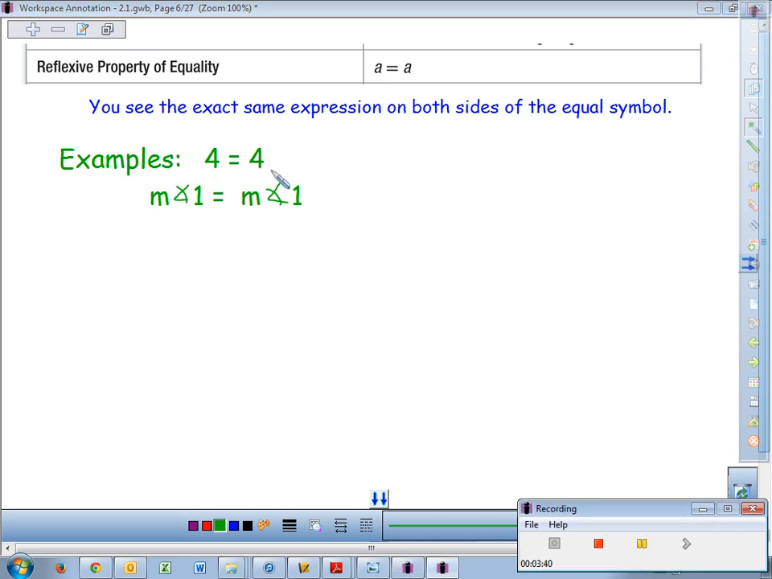The reflexive property of equality says you'll see the exact same expression on both sides of the equal symbol. You got 4 equals 4. Isn't that the exact same thing on both sides of the equal sign? You got measure of angle 1 equals measure of angle 1. And it seems so silly. It's like, why do you even need to have that? It's like, of course 4 equals 4.